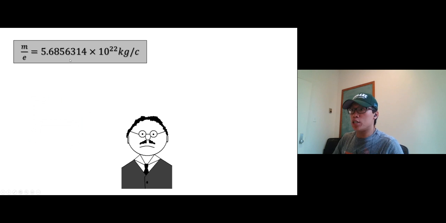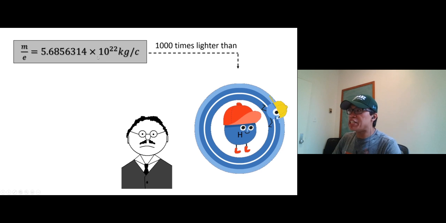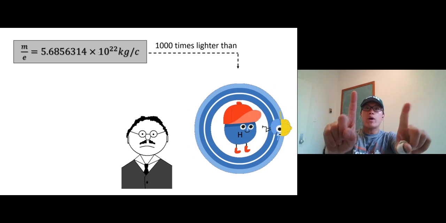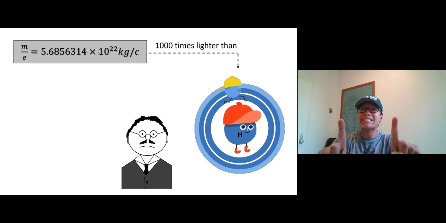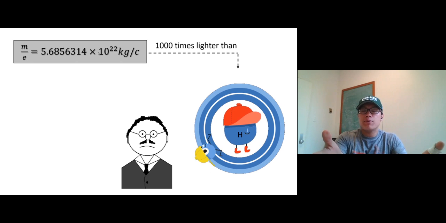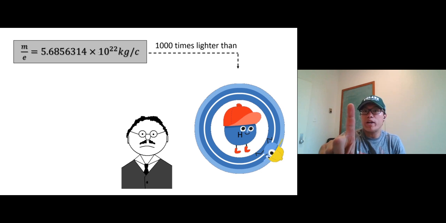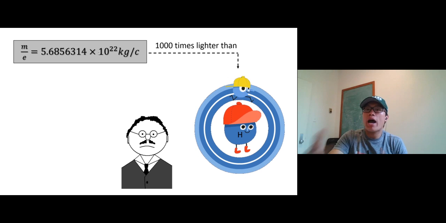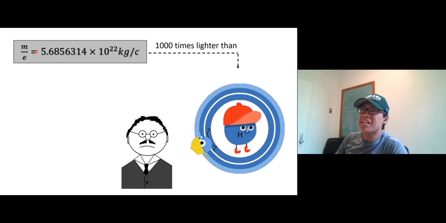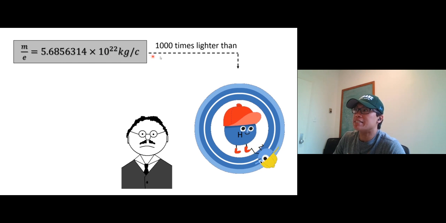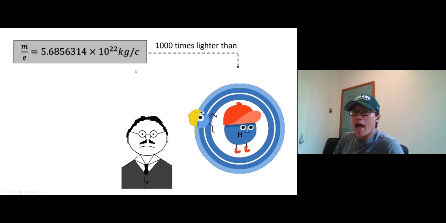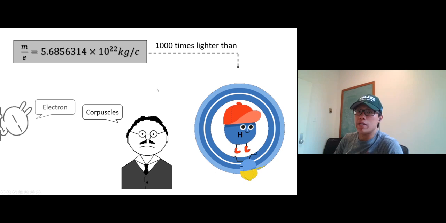He came up with the mass per charge ratio of an electron, and he found out that it is 1,000 times lighter than the smallest element in the periodic table, which is hydrogen. Spoiler alert: a hydrogen atom consists of one proton and one electron, and a proton is 1,000 times heavier than an electron. Let's say the electron weighs one unit, the proton weighs 1,000 units, so a hydrogen atom weighs 1,001. So he actually discovered the electron, and he called this particle a corpuscle, but we call it an electron.